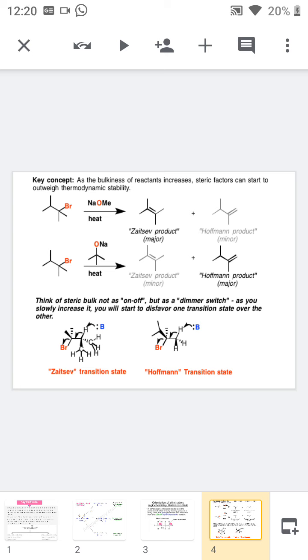because our base is not that much big. And if you are using the second base, that is (CH3)3CONa, that means our base is very bulky. So if you are applying the bulky base, then the Hofmann product is the stable product, because we have to avoid the steric hindrance. Okay, now let us compare the steric hindrance in the starting material.